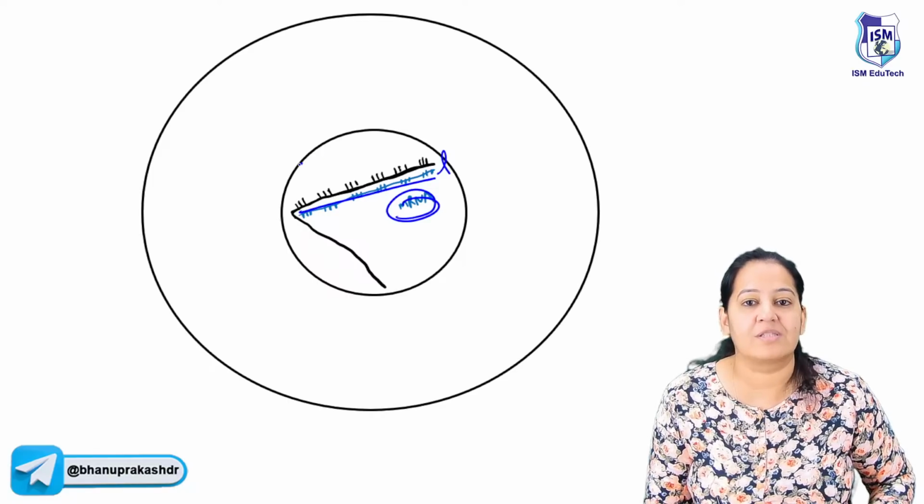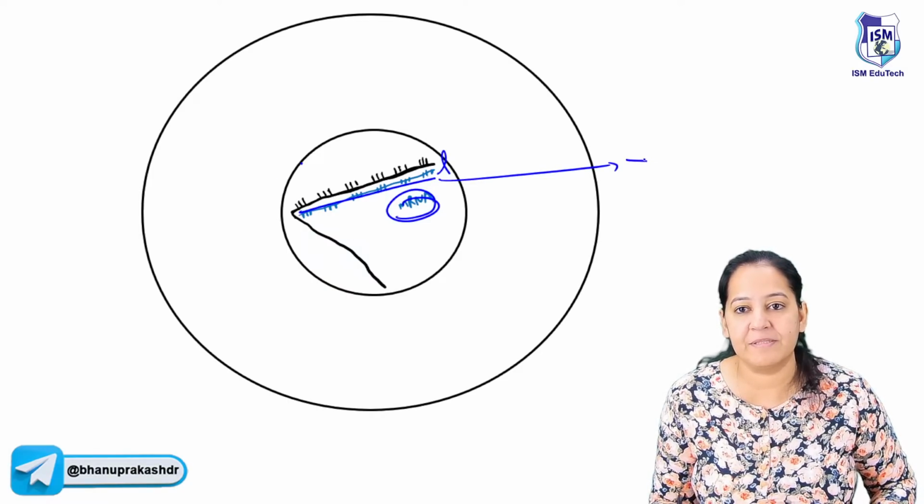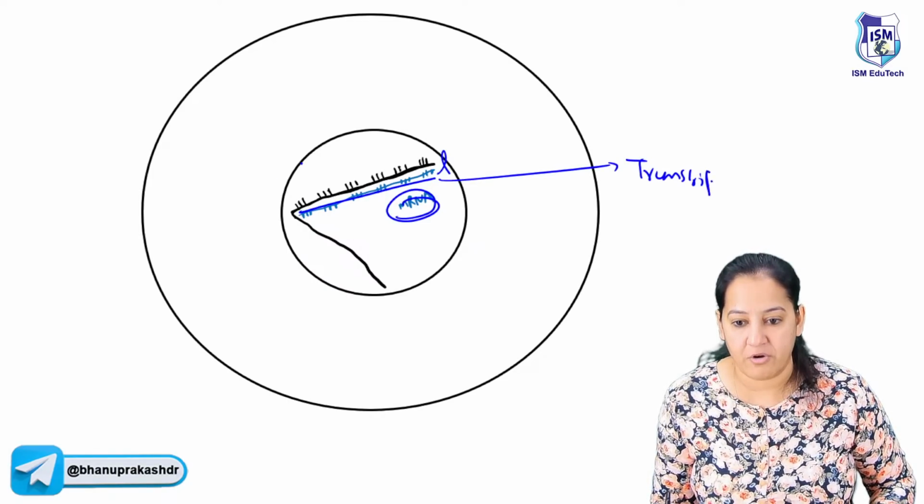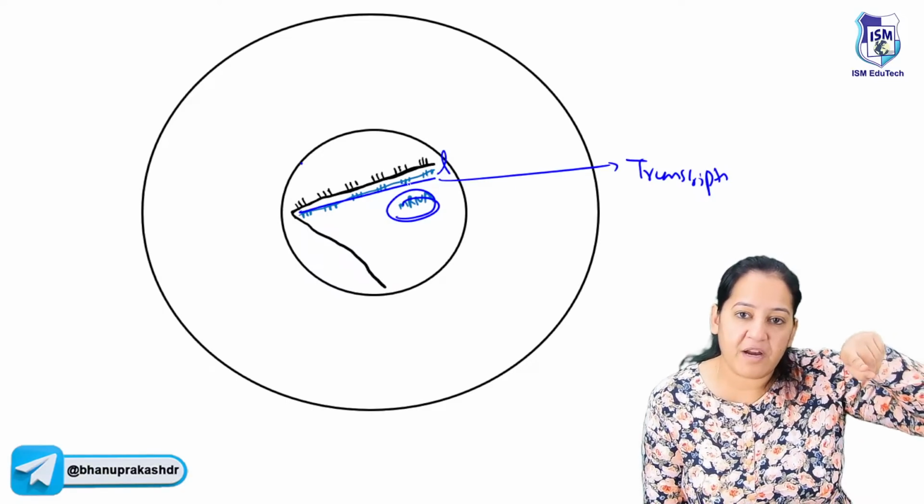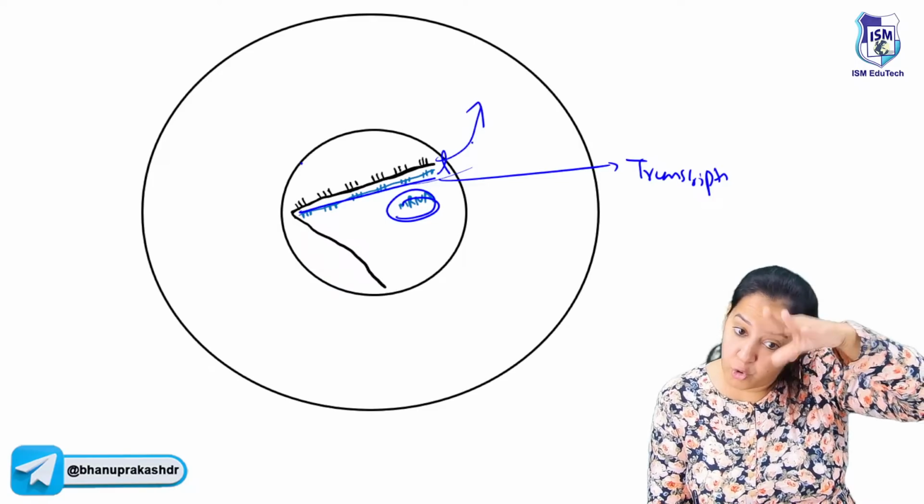This step is known as transcription. What is it known as? This step is known as transcription. Transcription is formation of mRNA from DNA. Now this mRNA will move out in the cytoplasm and go to the ribosome.